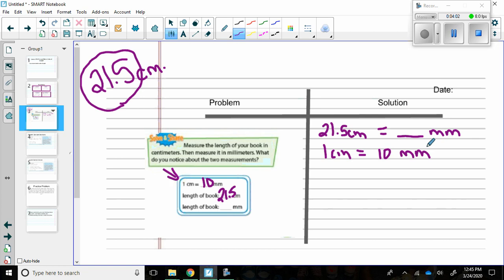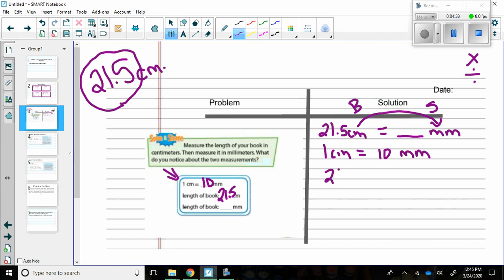Third step is bigger to smaller or smaller to bigger. Now remember, if you're going bigger to smaller, you multiply. If you go smaller to bigger, you divide. In this case, we are going from centimeters to millimeters, which is bigger to smaller. So after we figure out if we multiply or divide, the fourth step is solve the equation.